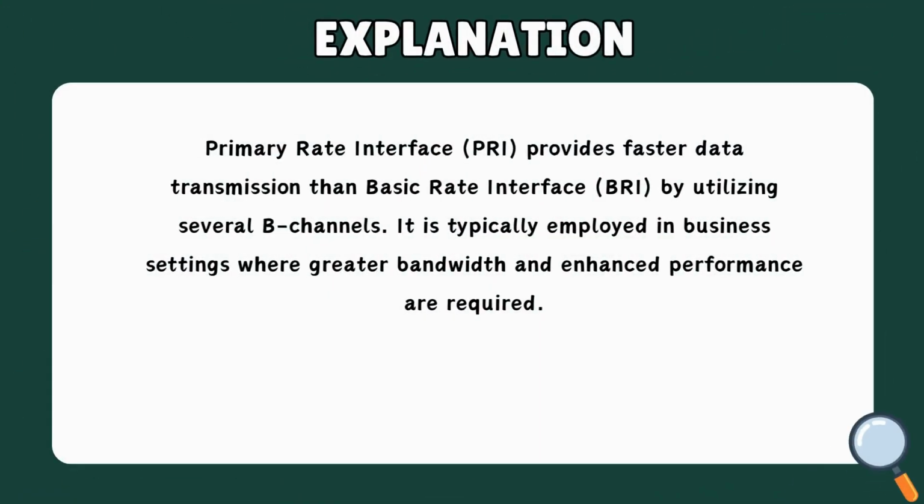Primary Rate Interface, PRI, provides faster data transmission than Basic Rate Interface, BRI, by utilizing several B channels. It is typically employed in business settings where greater bandwidth and enhanced performance are required.